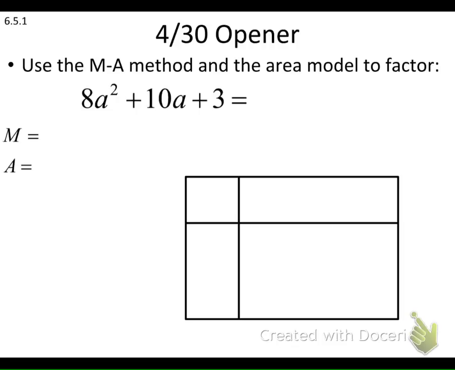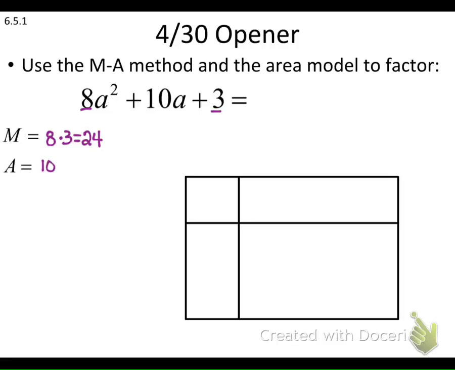So when you're using the MA method and the area model to factor, the first thing that your notes tell you to do is determine what the M and the A is. How do you find out what the M is? Do 8 times 3. Okay, because you're going to take the first coefficient times the third coefficient. So I'm going to take 8 times 3. What's 8 times 3 equal? 24. Okay. And then the second part is to find your A. The A is going to be the second coefficient.